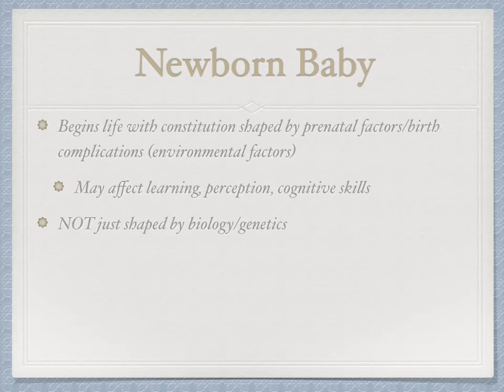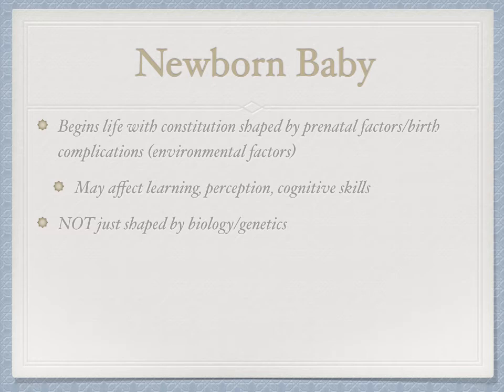The newborn baby begins life with all kinds of different things. Not only are they affected by their genes and their genotype, but they're also affected by all those prenatal factors that we talked about, and any birth complications as well. These prenatal factors and birth complications are really environmental factors. So again, they've already at birth been hugely impacted by both nature and nurture. Even at the stage where they're first, quote unquote, on the stage, we've been hugely impacted by both of these things already. These prenatal factors and complications can affect learning, perception, and cognitive skills, and we'll get into those later.